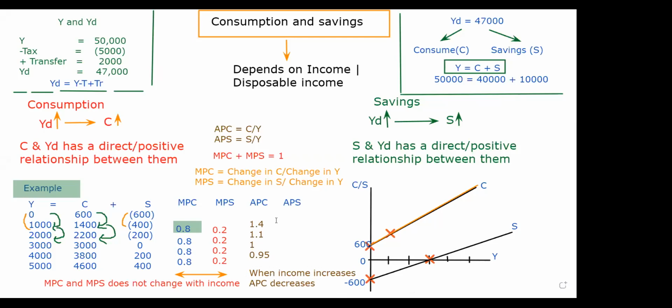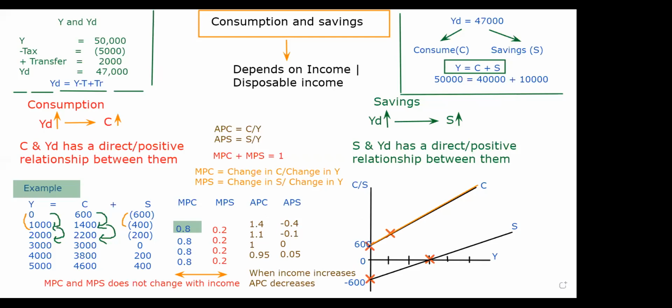Calculate APS at the very beginning, it will be minus. So minus 400 divided by, let's say, 1,000. You get minus 0.4, right? Here you get minus 0.1. Here you get 0. Here you get 200 over 4,000, which is 0.05, if I'm not mistaken, right? So APS, can you all tell me, as income increases, what is happening?